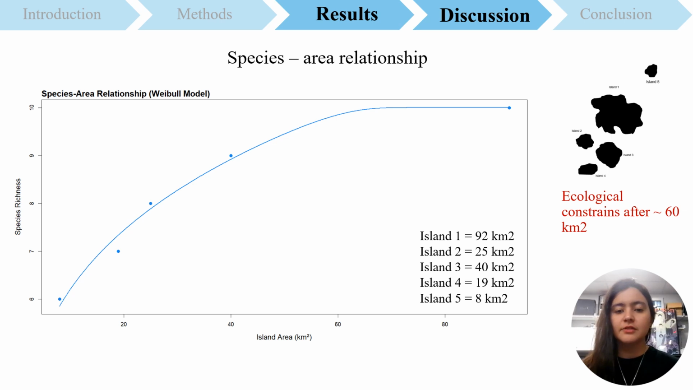This analysis of species area relationship is showing that with the increase of area, there is an increase of species richness. However, once the islands are reaching around 60 square kilometers, species are no longer added with these increasing areas. This could be suggesting environmental limitations, resource limitations, and biotic interactions such as competition.